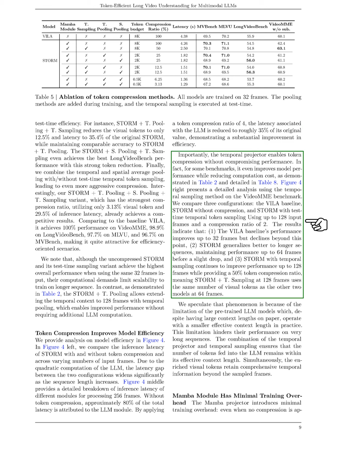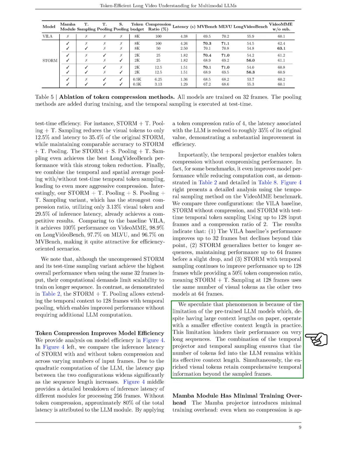We also explore the effects of temporal sampling on the VideoMME benchmark, comparing the VLA baseline, STORM without compression, and STORM with temporal sampling using up to 128 frames and a compression ratio of 2. Our results show that the VLA baseline improves performance up to 32 frames but declines afterward. In contrast, STORM maintains good performance up to 64 frames, and with temporal sampling, it continues to improve up to 128 frames while achieving a 50% token compression ratio.